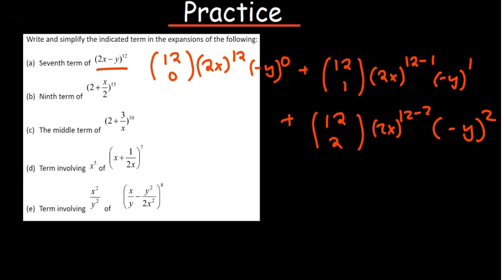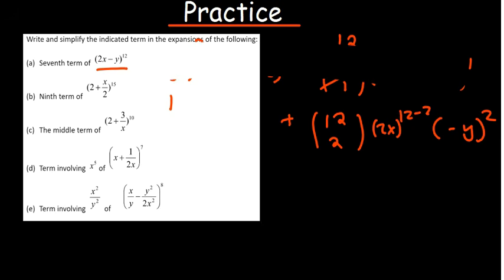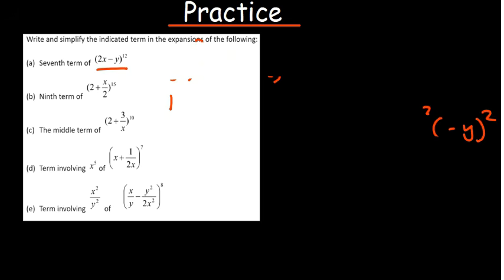Now, certain things have already been established: 12 choose 0 is equal to 1, 12 choose 1 is equal to 12, and 12 choose 12 is also equal to 1. So these things have already been established. That's it about the binomial theorem.